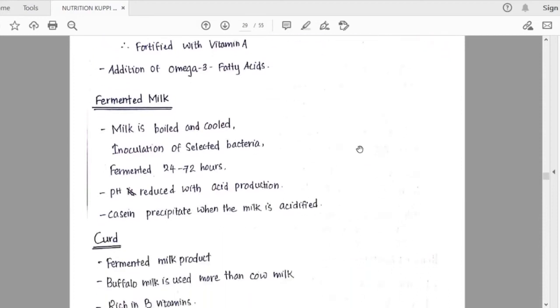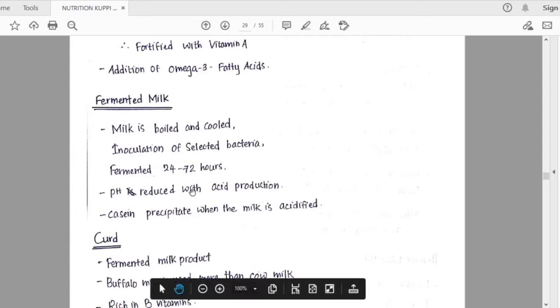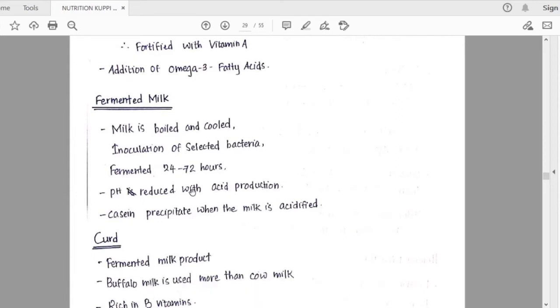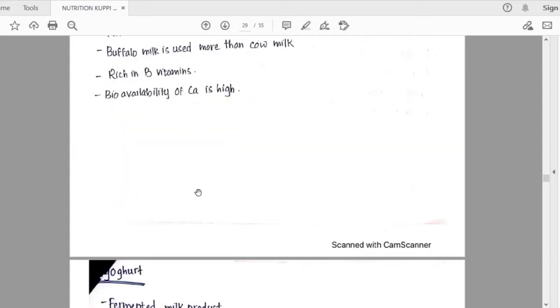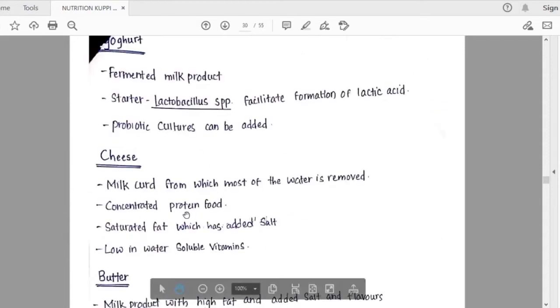Fermented milk: milk is boiled and cooled, and selected bacteria are inoculated. It is fermented for 24 to 72 hours. The pH is reduced with acid production. Casein precipitates when the milk is acidified. So in the acidic medium, the casein protein precipitates. The remaining water contains the lactose, so that portion is removed. The casein precipitated from the fermented milk is used for the production of curd and cheese.